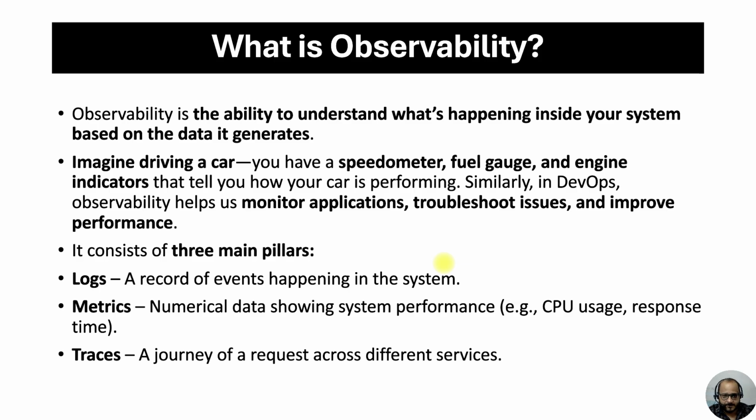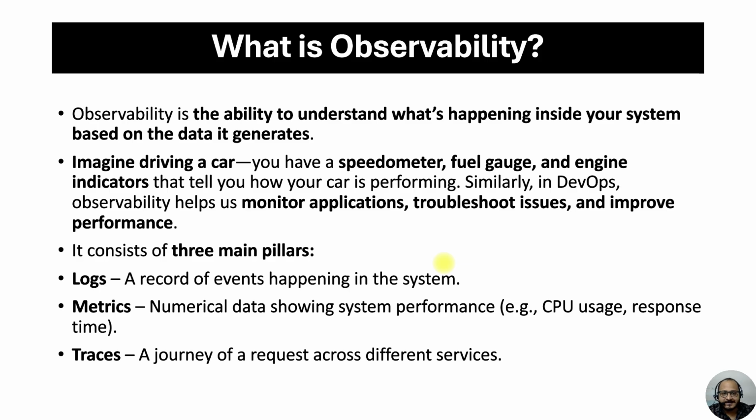application or the systems. Imagine if you are driving a car, you have a speedometer, a fuel gauge, and an engine indicator that will tell you how your car is performing. Similarly in DevOps, we have observability, which helps us to monitor the application performance. If the application is facing any issues, then we can quickly troubleshoot the issues and improve the overall performance of the application. So this is what observability does in DevOps.